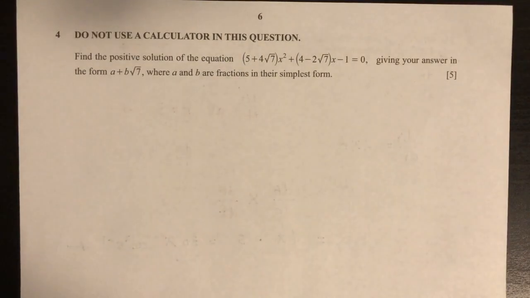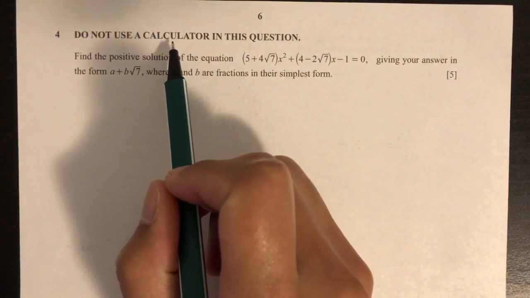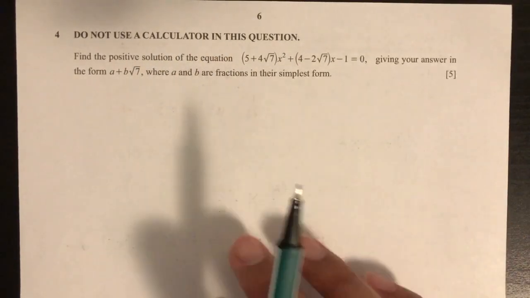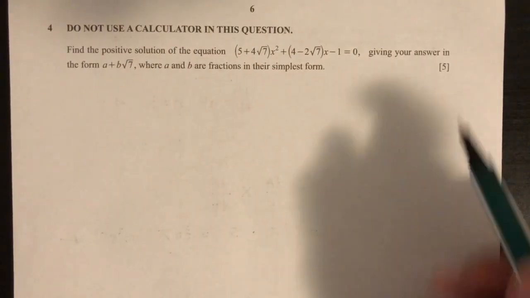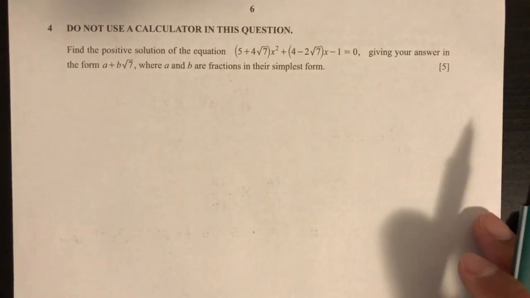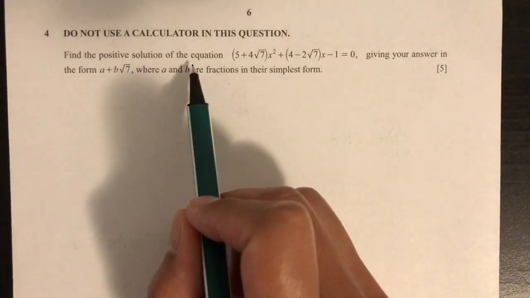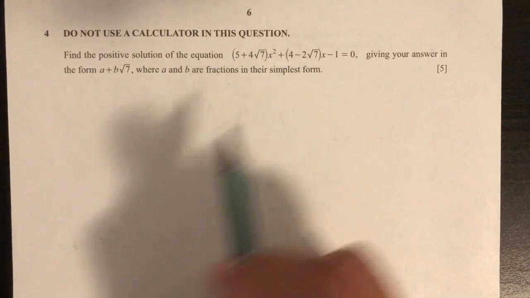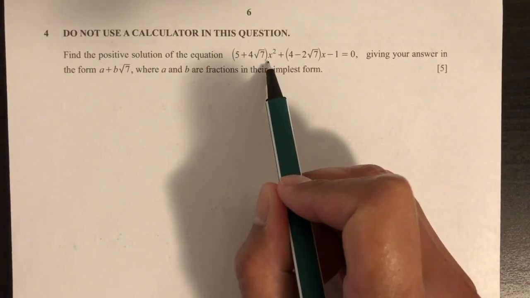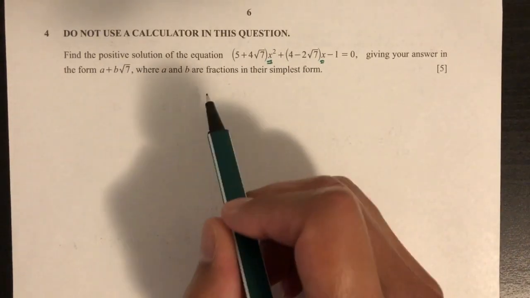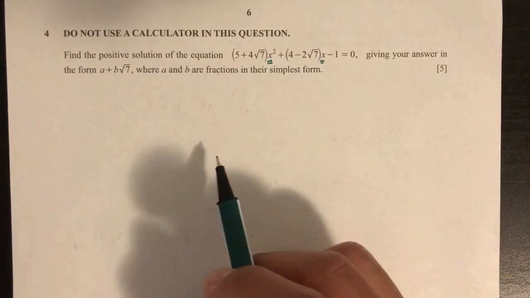Now question number 4, it says, do not use a calculator in this question. It means that we have to show every step of your work in this question to get your full marks of 5. So step by step, it says find the positive solution of the equation. So this is our equation. If you observe, we have x squared here, we have x and a constant. This is just like a quadratic equation, so we can use the formula.